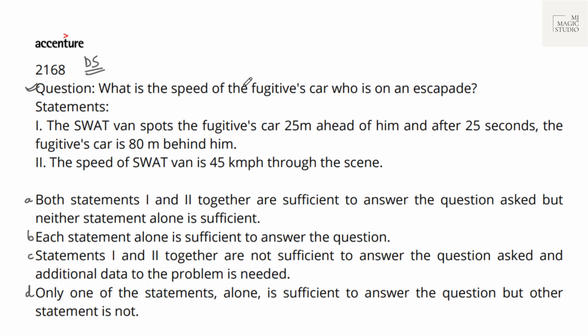Okay, what is the speed of the fugitive's car who is on an escapade? Let's write F. The speed of the F car is what we are looking for. The SWAT, that is S, when it spots the F car 25 meters ahead, and after 25 seconds the fugitive's car is 80 meters behind.